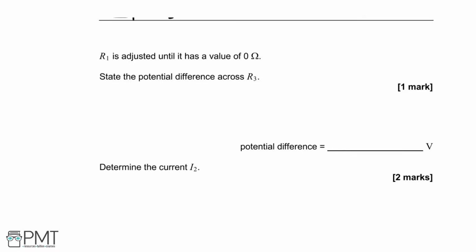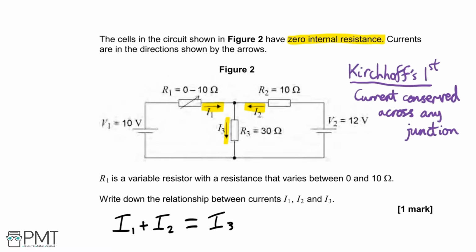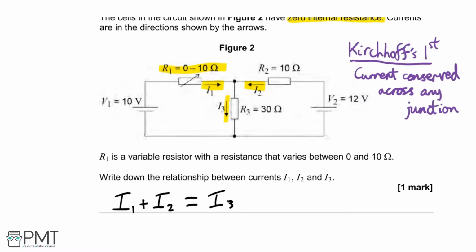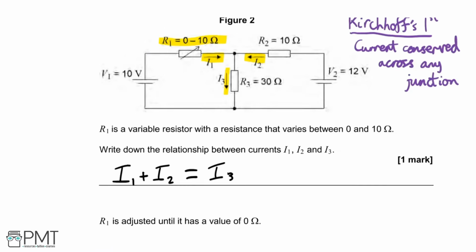R1 is adjusted until it has a value of 0 ohms. State the potential difference across R3. Now, if we take a look back at where R1 is, what we're saying there is that R1 is adjusted to the point where it's got 0 resistance. So actually, this resistor here may as well not be there because it's got 0 resistance. So it could just be a wire effectively. So we're interested in what effect that's going to have on the potential difference across R3.